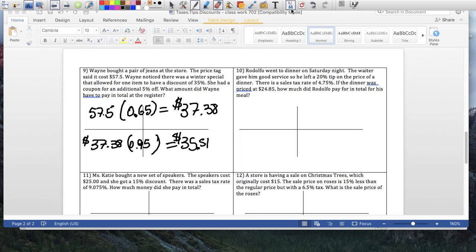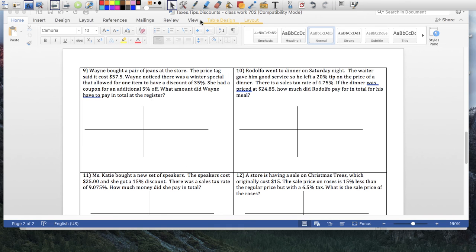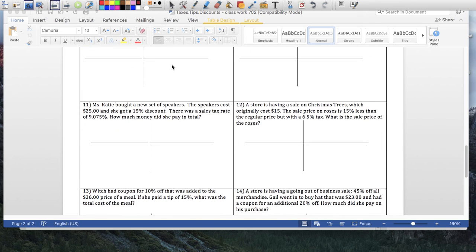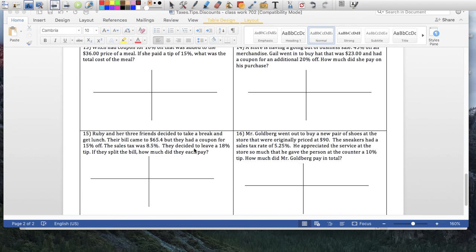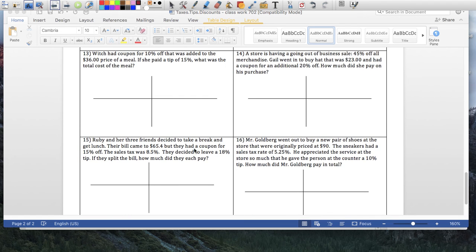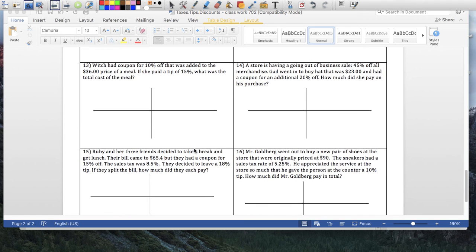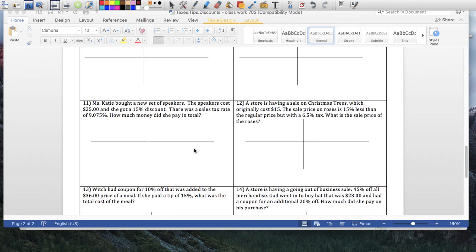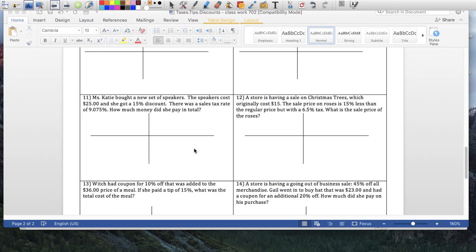So number 10, it's the same thing as the other one. It's on the previous page. I'm looking for something different. Went to buy, 9% sales tax. They appreciate a 10% tip, so that you know how to do. They had a coupon for 54. So I think everything else looks like the same type of thing. So I'll do one more.